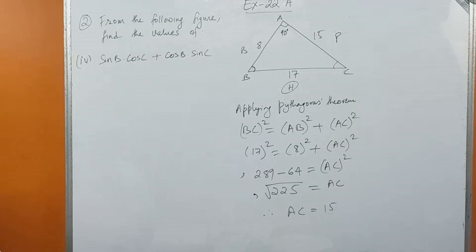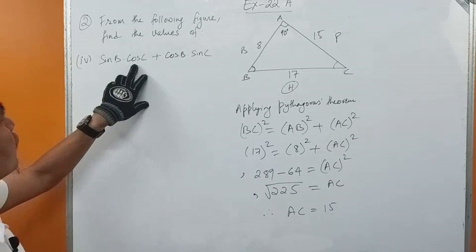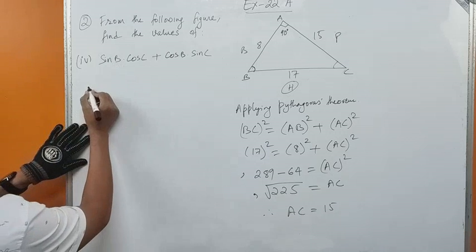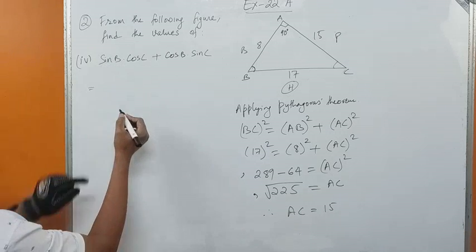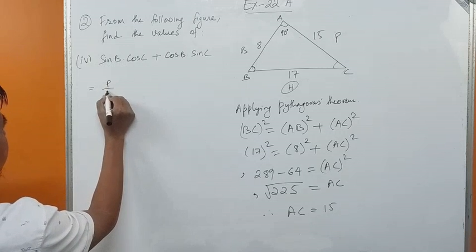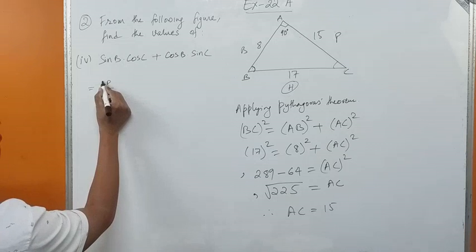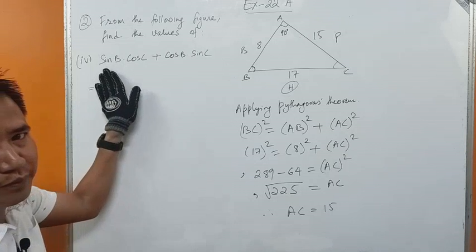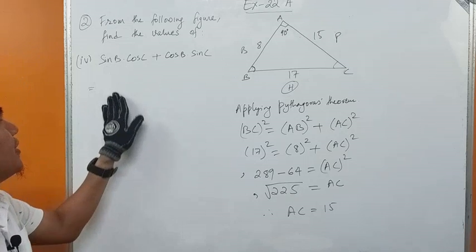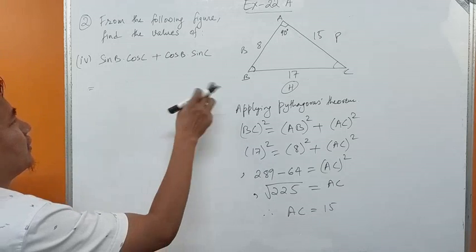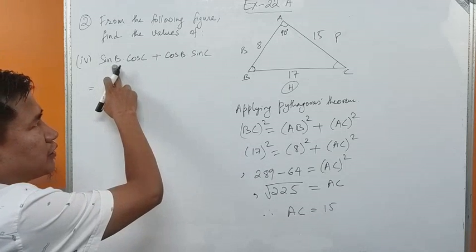Let's do question number 4 of 2. Sin B cos C plus cos B sin C. Okay. So first of all, sin theta means some people have perpendicular upon hypotenuse. Straight away I'll write the values. So sin theta means perpendicular upon hypotenuse.